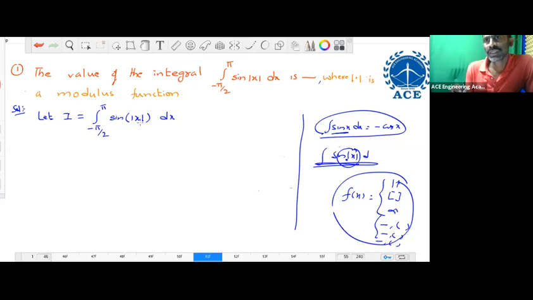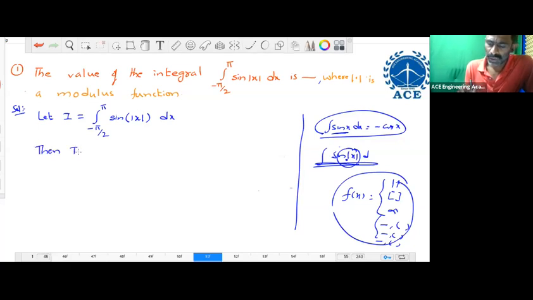After 0, mod x is plus x. Before 0, mod x is minus x. So this mod x changes at x equal to 0. That is why we check whether 0 lies inside the interval or outside the interval. Suppose x equal to 0 lies inside the interval, then we should break the interval and write the integral as a sum of two integrals, so that we can remove the modulus. Here x equal to 0 is inside the interval, so we should write the integral as a sum of two integrals.